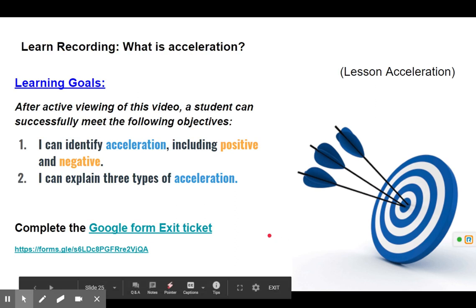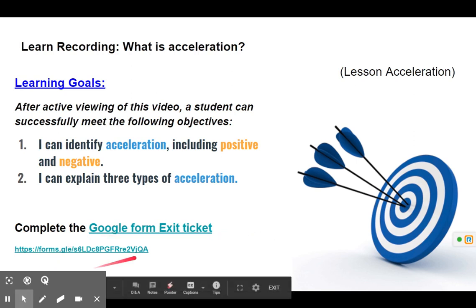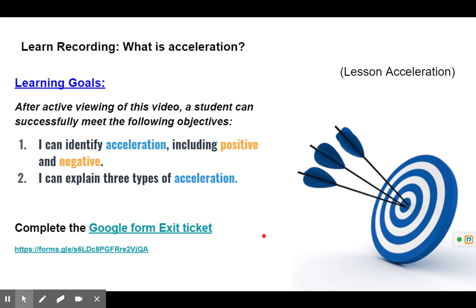After viewing of this video, a student can meet these objectives. I can identify acceleration, including positive and negative. I can explain 3 types of acceleration.